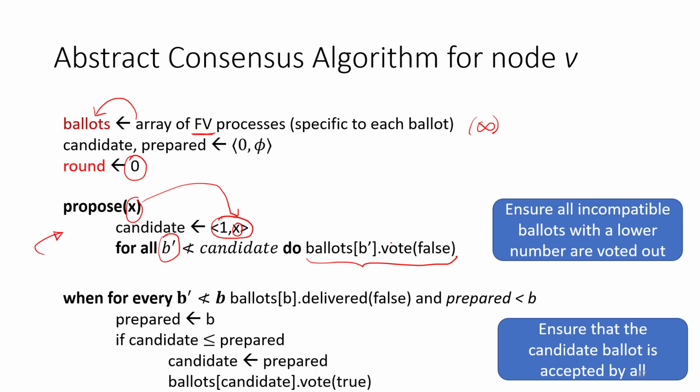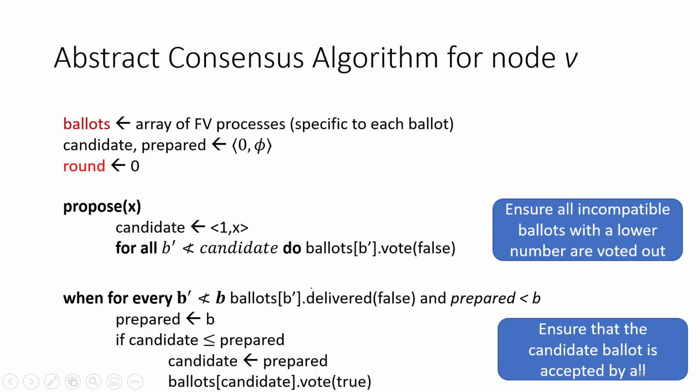So this also makes sense. Essentially you are cutting out the possibility of any candidate which has a lower number than you, which is less than and incompatible to you. Because if it's compatible, you don't care, it's the same value. But if it is incompatible, you are cutting out the chances of it ever being chosen as the consensus candidate, because you are waiting for all of them to vote false.